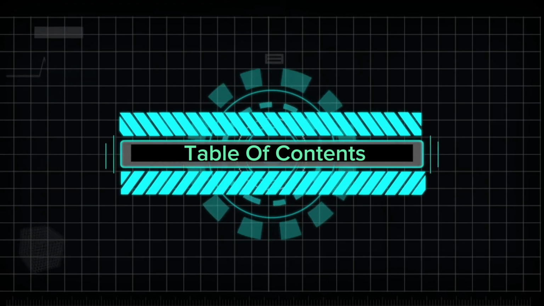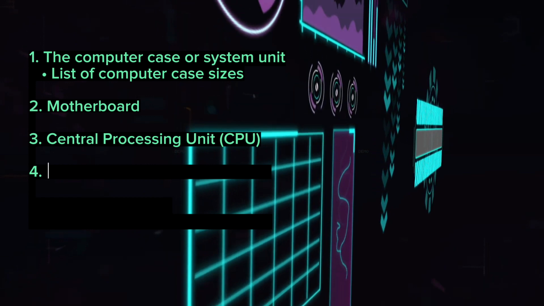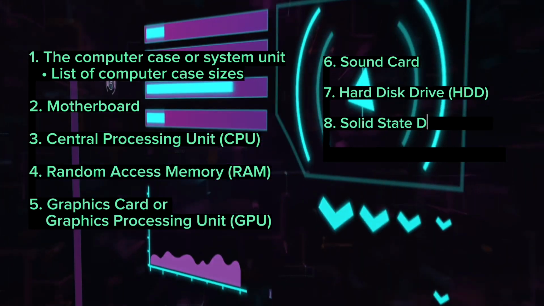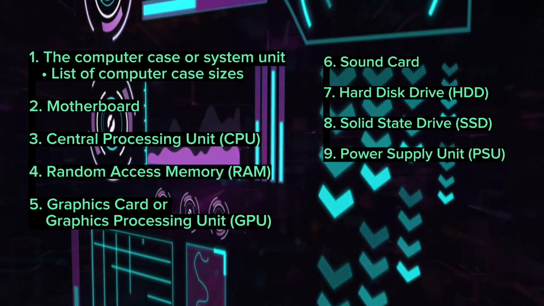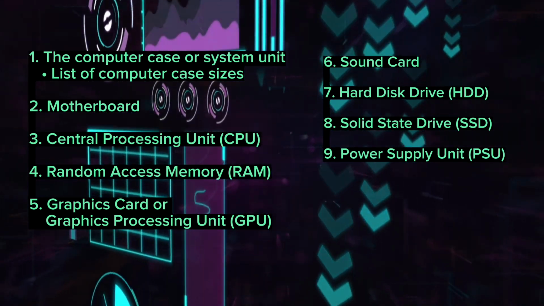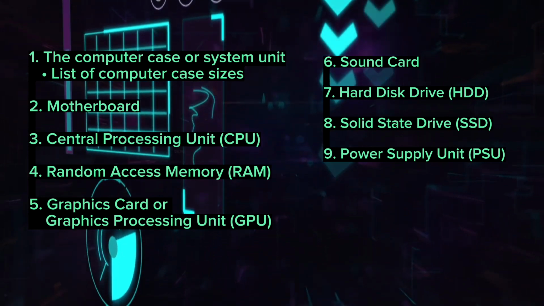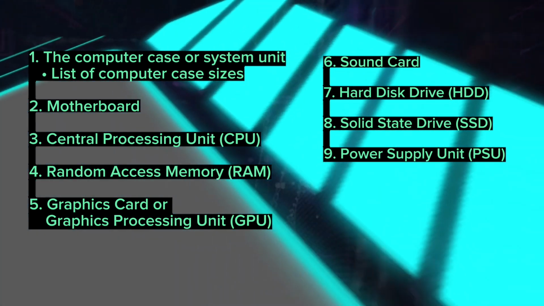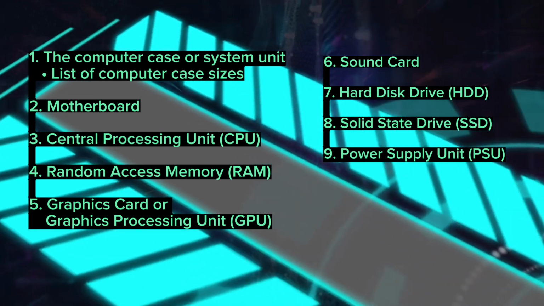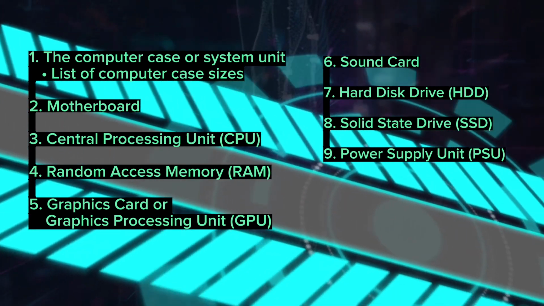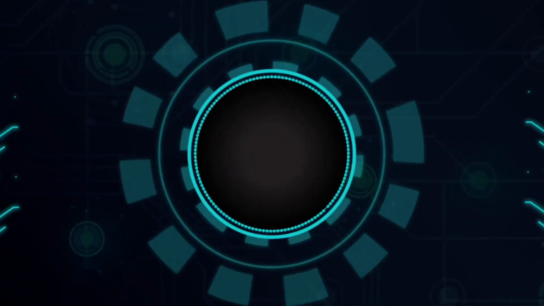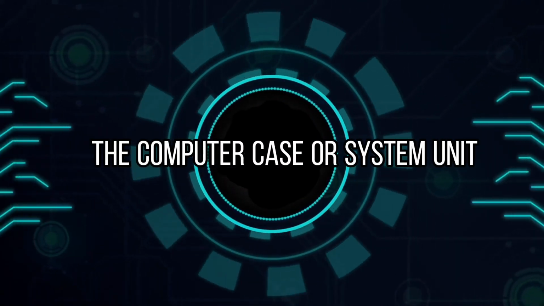Table of contents. 1. The computer case or system unit. List of computer case sizes. 2. Motherboard. 3. Central processing unit. 4. Random access memory. 5. Graphics card or graphics processing unit. 6. Sound card. 7. Hard disk drive. 8. Solid state drive. And 9. Power supply unit.